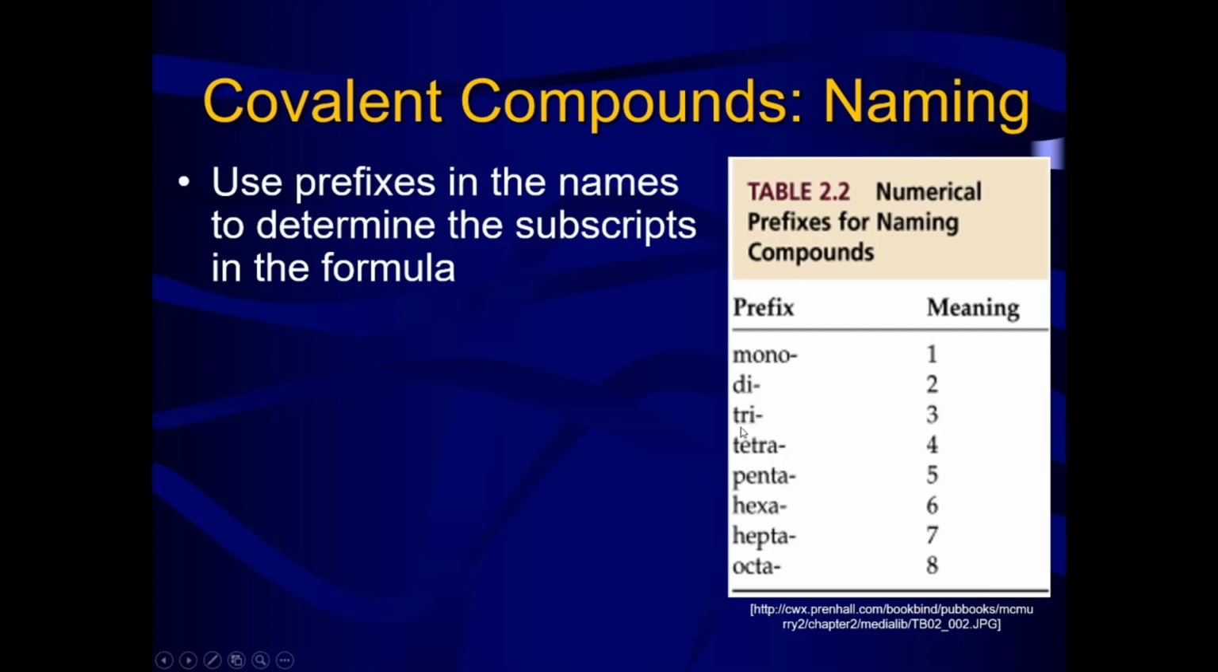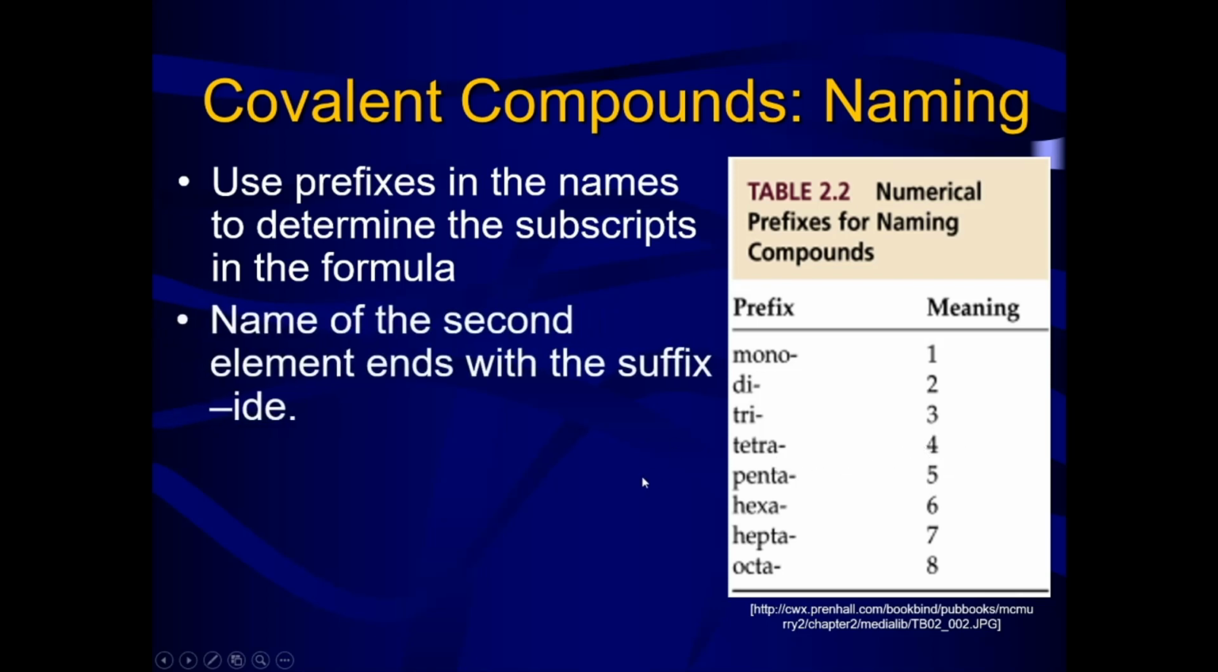Like a triangle has 3 sides. An octagon has 8 sides. A hexagon has 6 sides, right? If you've ever played Tetris, you might notice that every single piece in Tetris is made up of 4 blocks, right? So that's where tetra comes from. So the name of the second element still ends with the suffix "ide," so we're still going to change the ending like we did in ionic compounds, but we're also going to add this prefix to the name.